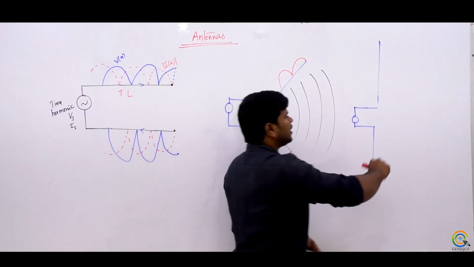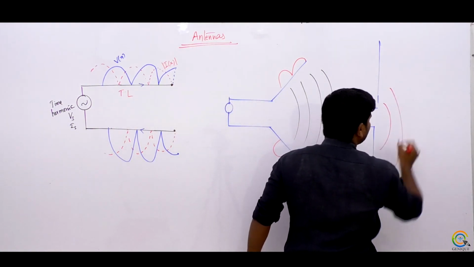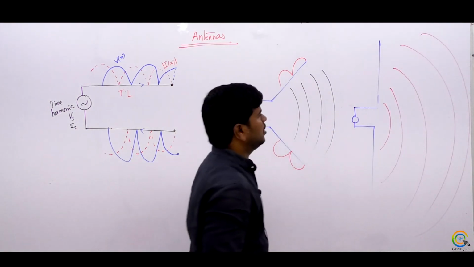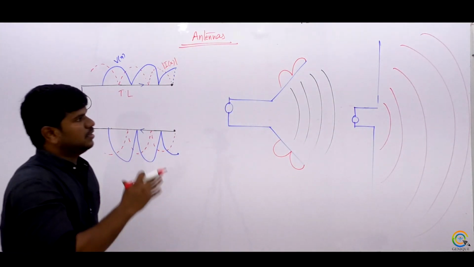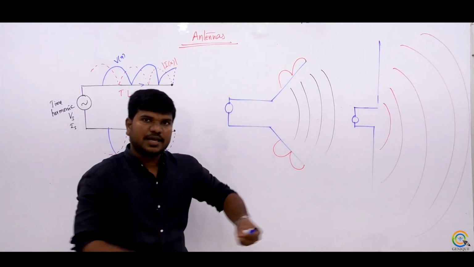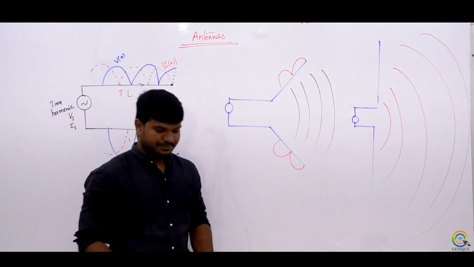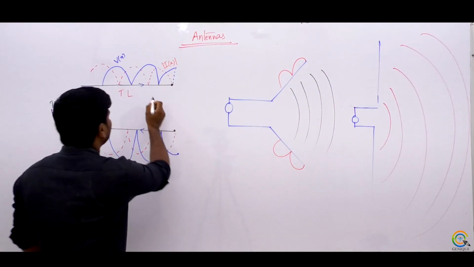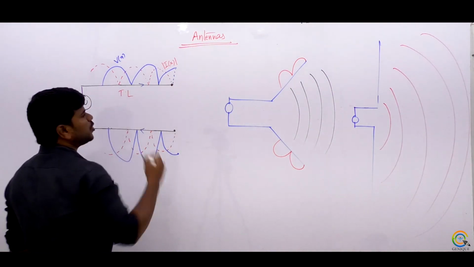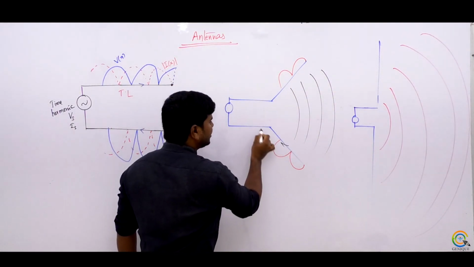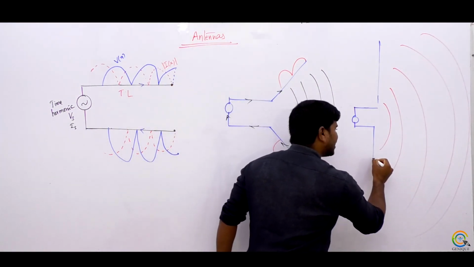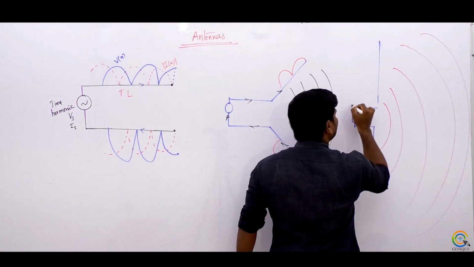So here you will get the maximum field. The maximum field will be radiated into the free space. This is called the antenna. The antenna is nothing but a transmission line. So here how is the current flowing? The current is flowing like this. It's just like a two-port network. You can assume that the current is flowing like this.